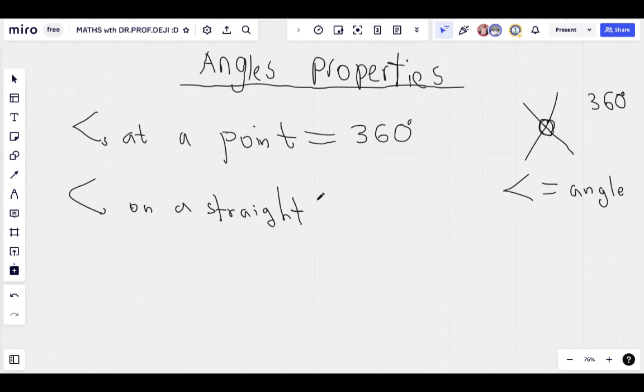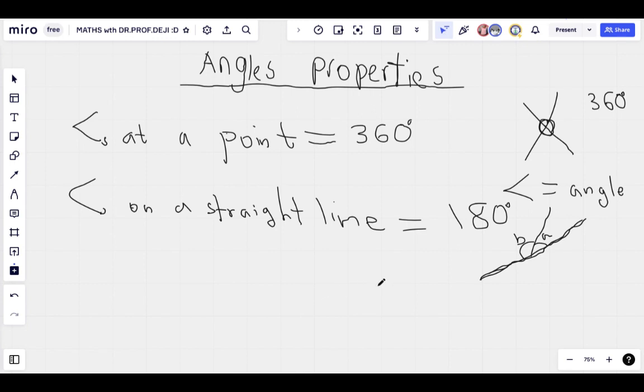Angles on a straight line is equal to 180 degrees. Meaning if I have a straight line like this, and then I have another line that comes to this straight line, the angle from here to here I call angle A, and from here to here I call angle B. Both angle A and angle B are sitting on this straight line. So angles on any straight line add up to 180 degrees.